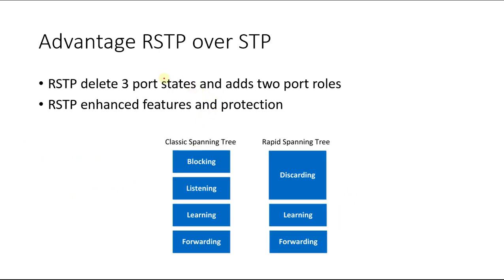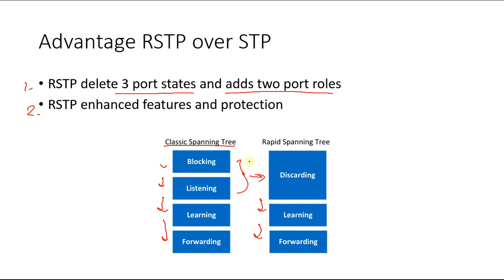Next, the advantages of RSTP over the STP. The first advantage of RSTP over STP is that RSTP deletes 3 port states and adds 2 port roles. You can see here in the classic spanning tree there are 4 states: blocking, listening, learning, and then forwarding. But in the rapid spanning tree, blocking and listening are both grouped into discarding, and then learning, after that forwarding.